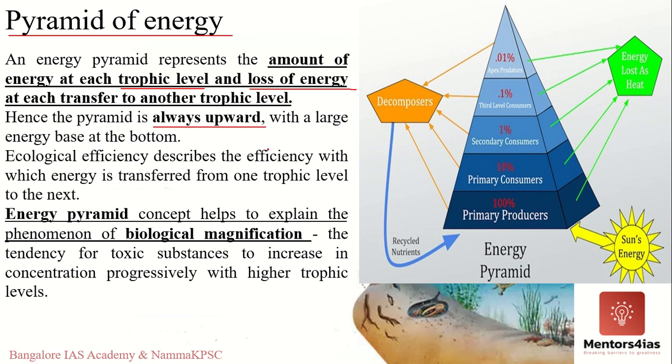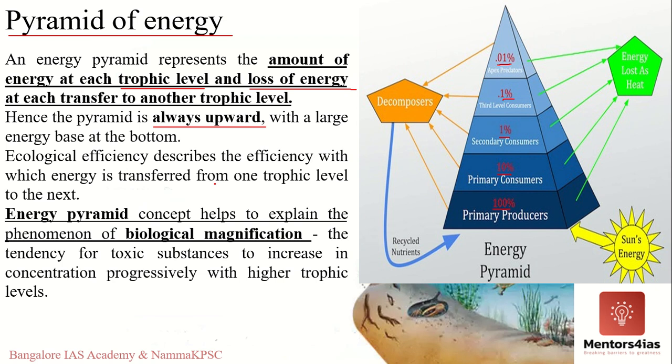So in the last video, we did discuss the 10% law. I did tell you that as we move from one trophic level to another trophic level, the amount of energy which is available to the next trophic level is only 10% of the amount of energy, and therefore the amount of energy available for organisms reduces from one trophic level to another. We have already discussed this in the previous video.